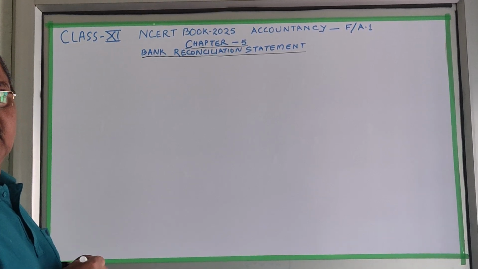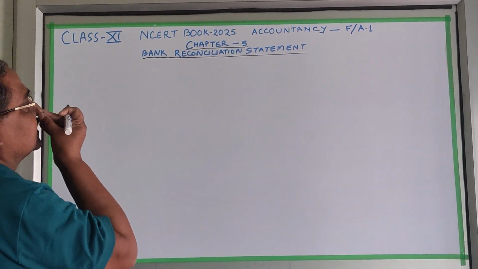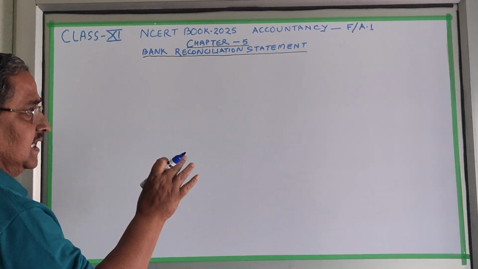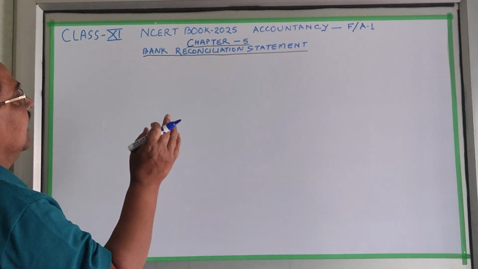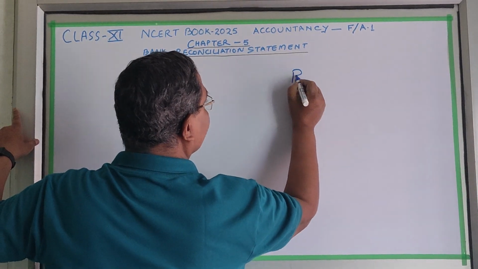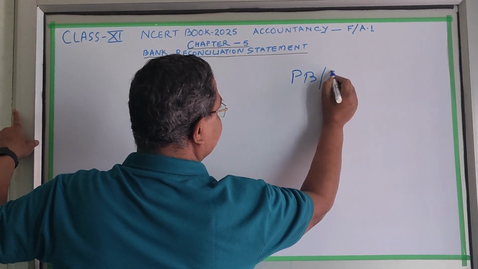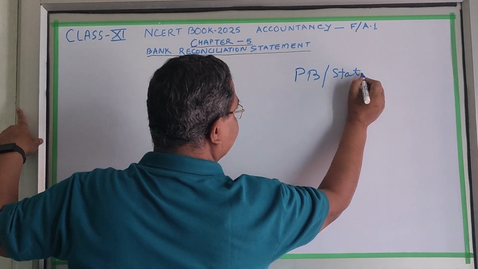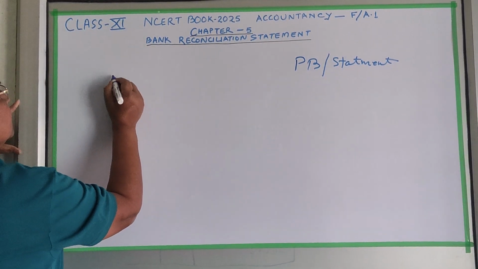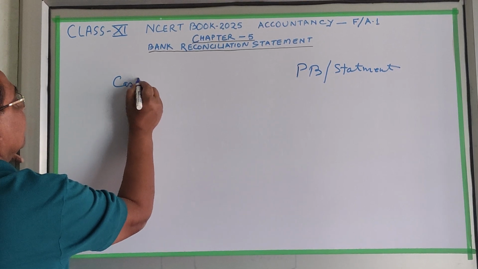Reconciliation statement. So today we are going to discuss it. Usually all the businessmen have an account with the bank, for which the bank gives a passbook or statement. The bank used to give them a statement or passbook, and the businessman also has a cash book.